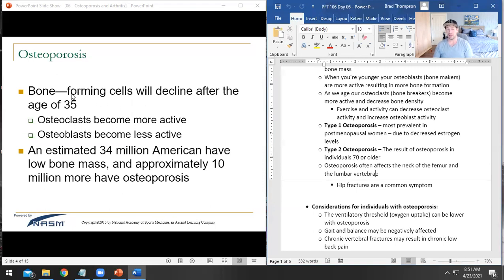When it comes to your bone, the cells that are forming your bone, like I said, decline after the age of about 35. That's when your osteoclasts start becoming more active and your osteoblasts start becoming less active. And that's where the decrease in bone density really starts. We see that about 34 million Americans have low bone mass, right? That's sort of on the way, like the pre-hypertension of high blood pressure. Low bone mass isn't necessarily low enough to be considered osteoporosis, but it certainly can be if it gets even less dense. So we're seeing even 10 million more who actually have full-on osteoporosis.